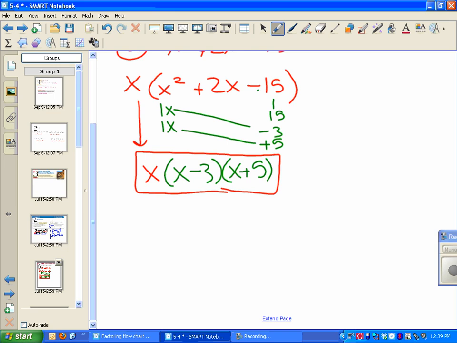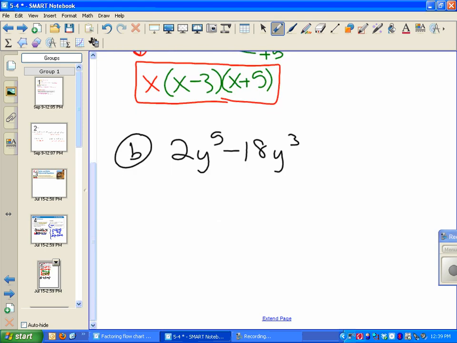For B, we have 2y to the 5th minus 18y cubed. So it is two terms, so I'd be looking for a difference of squares, but the very first thing we have to do is see if there's a GCF, something common to both of them. They're both even, so 2 is common. And then the smallest variable is y cubed, so 2y cubed would be the greatest common factor.